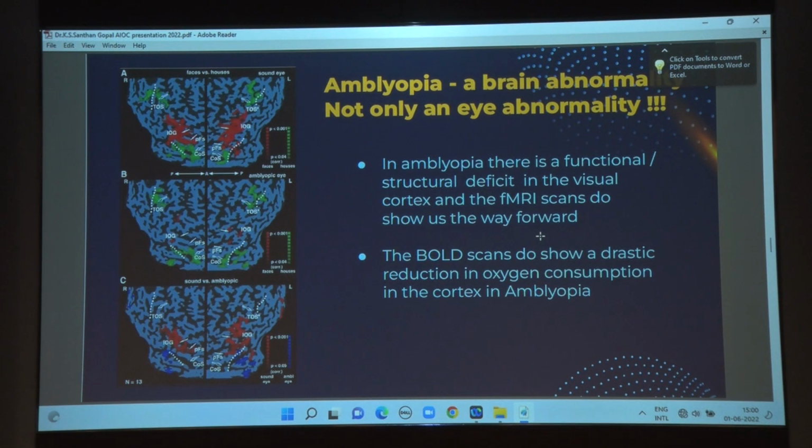In any scan, if you are looking at the face of a girl, the oxygen consumption of the brain is more than if you are looking at a building, where the oxygen consumption is much less. If there are some girls like the West Bengal chief minister, it will be less than the building. Okay, that apart.